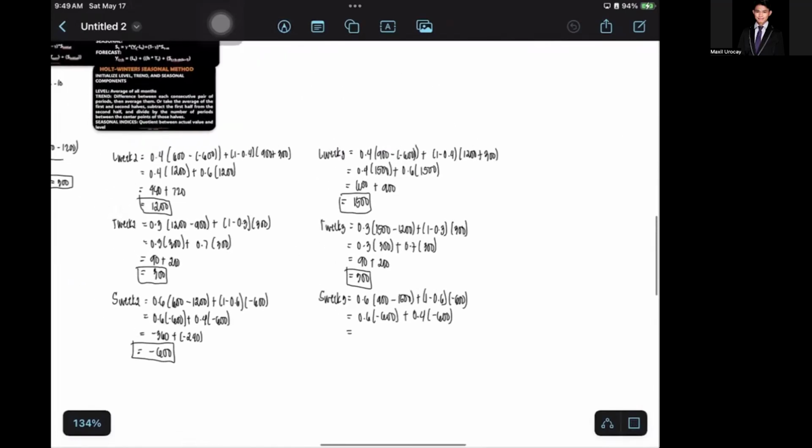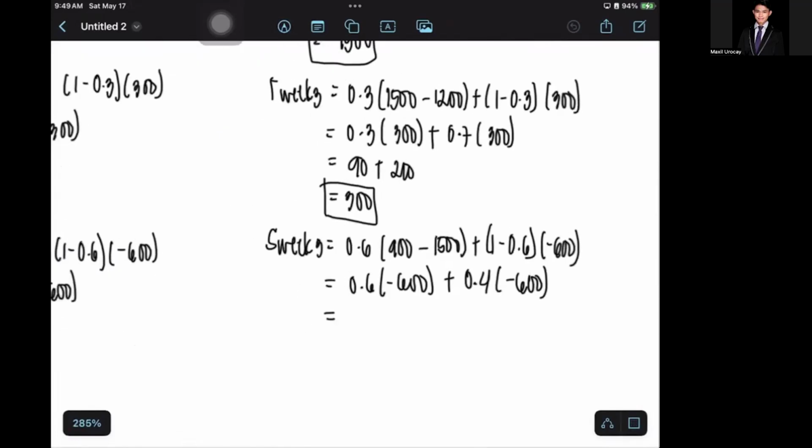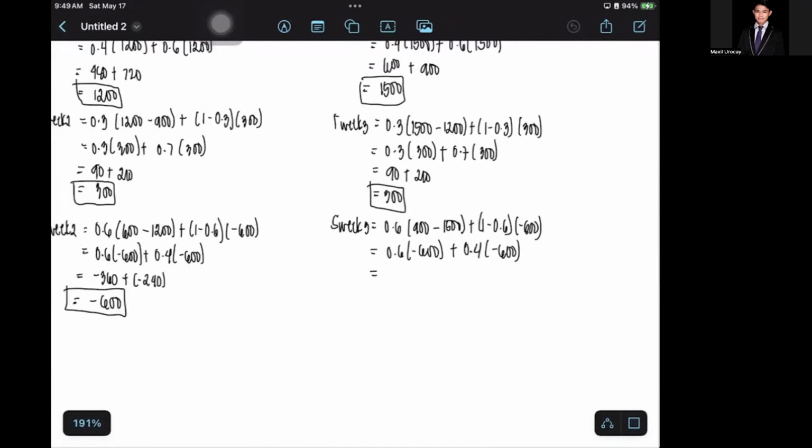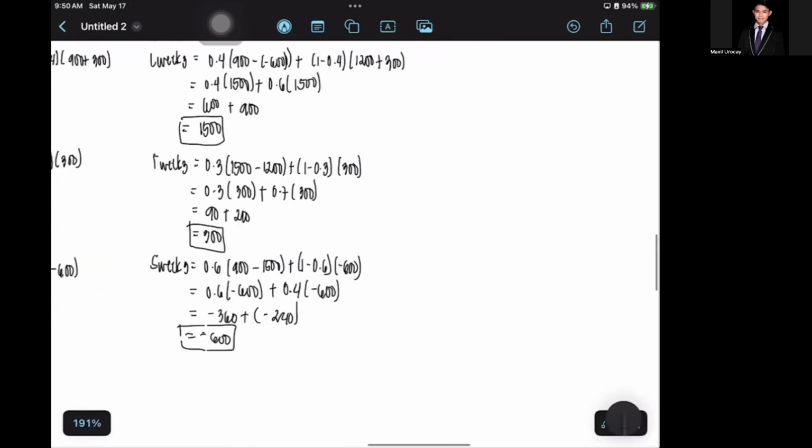Okay. Now what will happen here? 0.6 times negative 600 equals negative 360, plus negative 240 is equal to negative 600. Okay, that is for week 3.